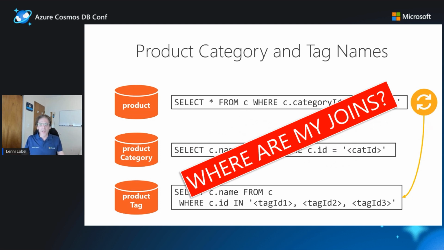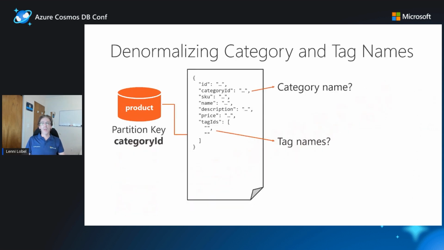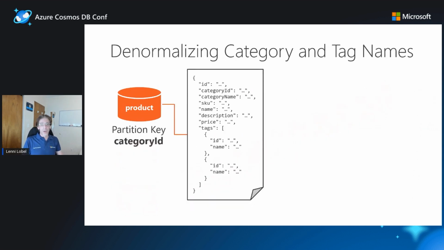You just join these things together on the IDs and you get the display names, but we're in Cosmos DB world. There are no joins. We need a new way, a different way of handling this. And that is going to be done with de-normalization.